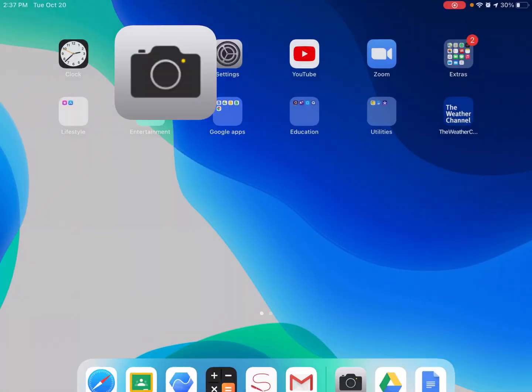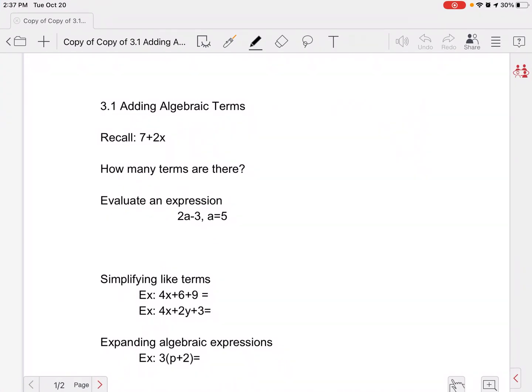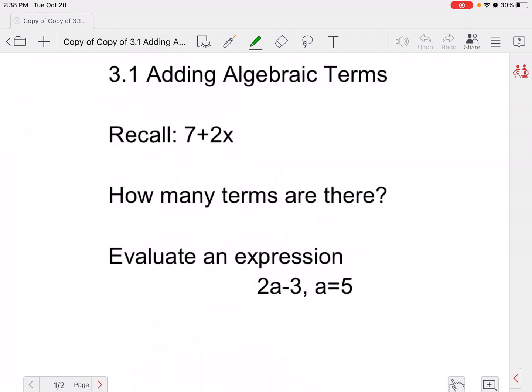Hi guys, welcome back. Today we're going to start chapter 3 and we are going to start adding expressions together and combine terms, okay? So the first thing, since it's the beginning of a chapter, we're going to review a couple things that you learned last year that will help us in this chapter. We're going to use these throughout the chapter, so if they're not quite there, that's okay, but we'll get there. So we're going to recall a couple things, like I said.